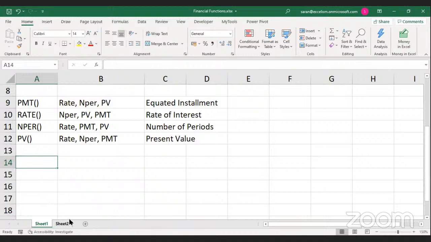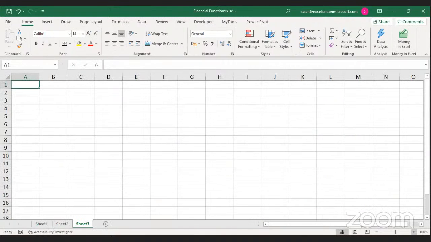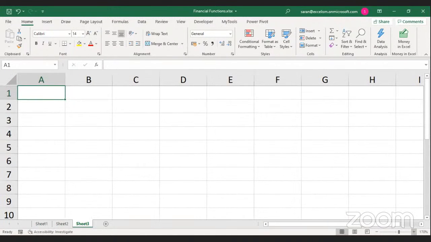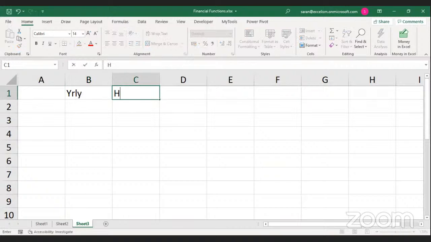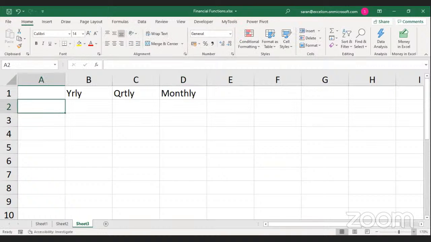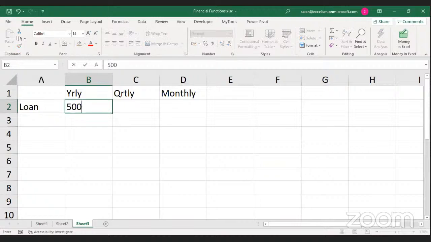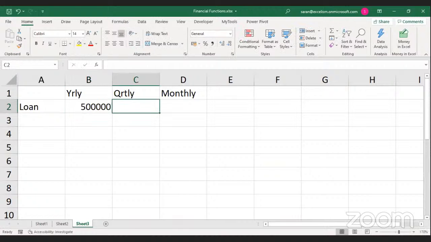So let me just insert one more sheet, and let me take an example. The equated installment, I want yearly, then I want half yearly, or else I want to have quarterly, then I want to have monthly. Okay. Then loan amount, I would like to go for 5 lakh. I know 5 lakh is very small for you guys. Okay, so let's say 5 lakh.